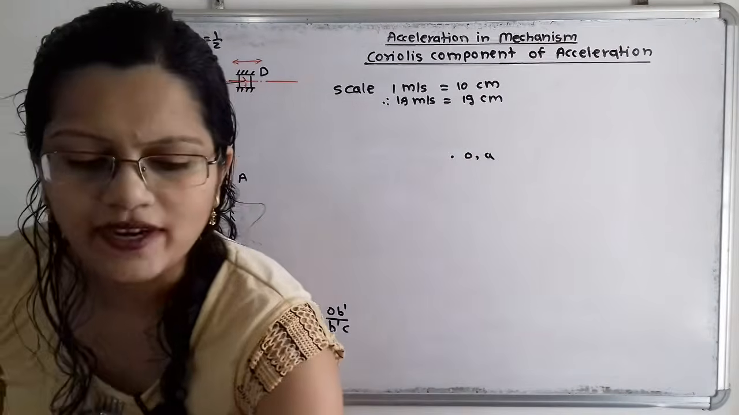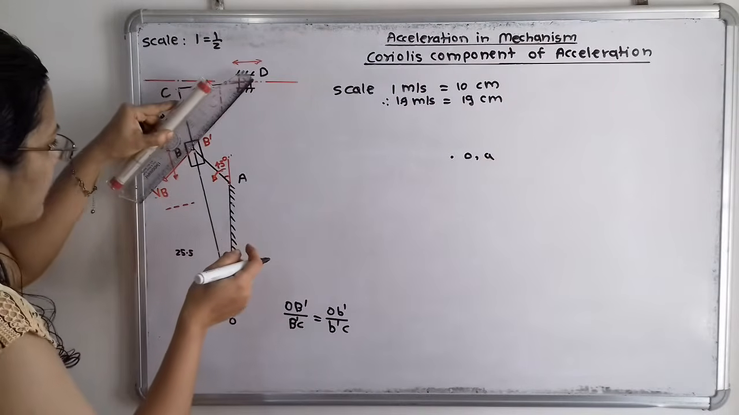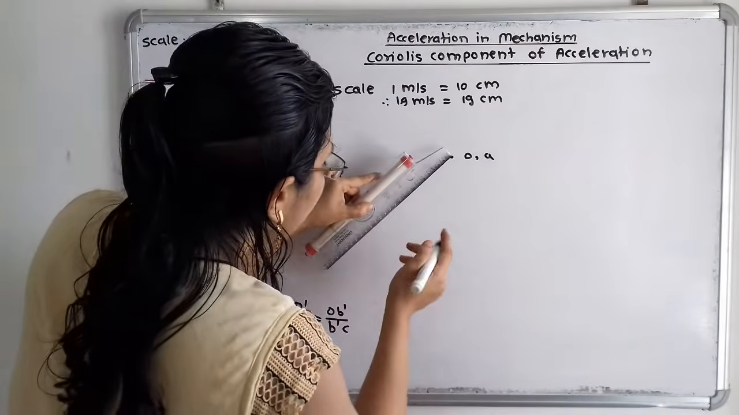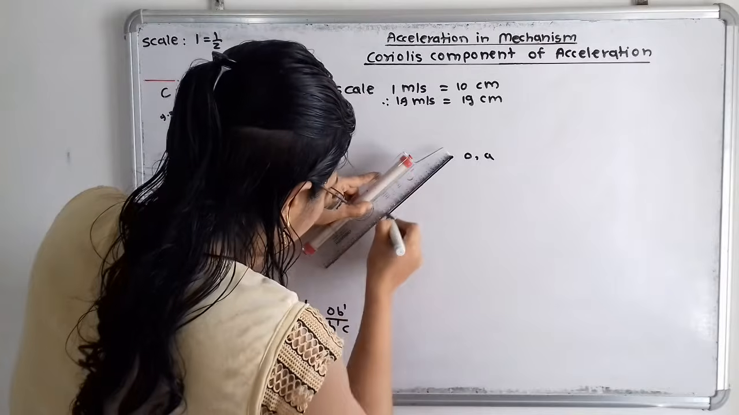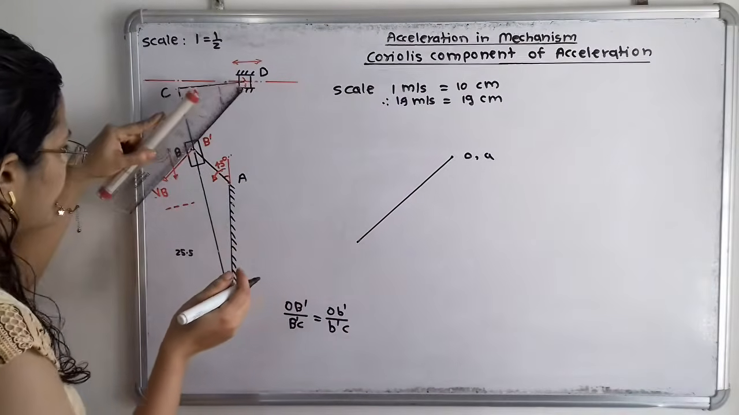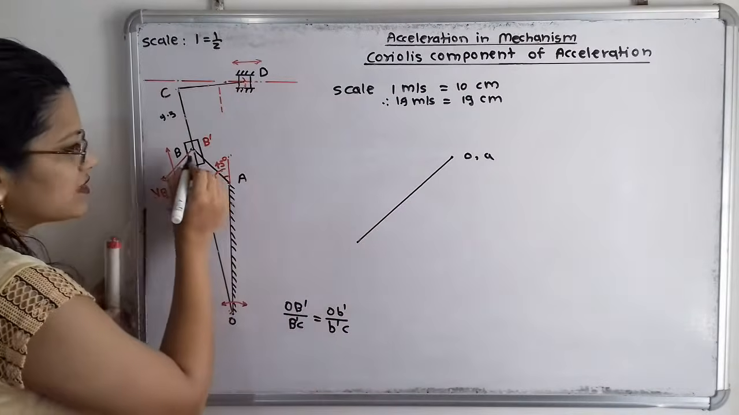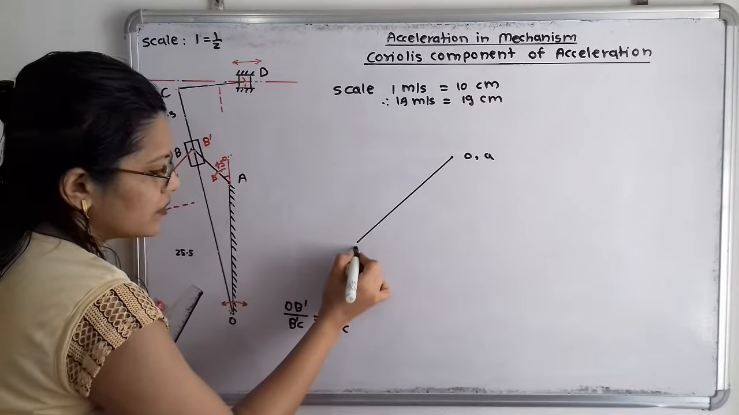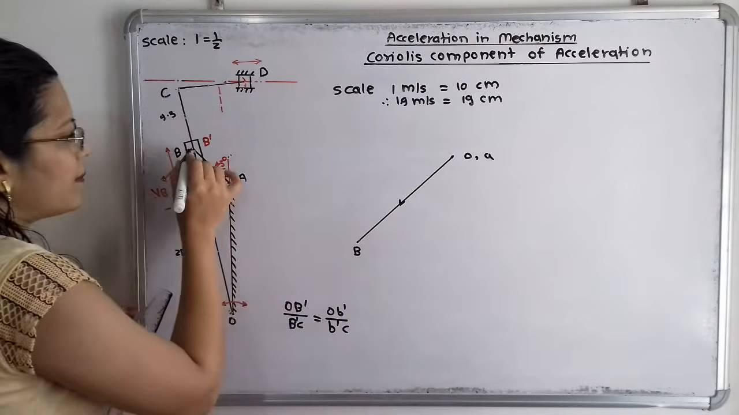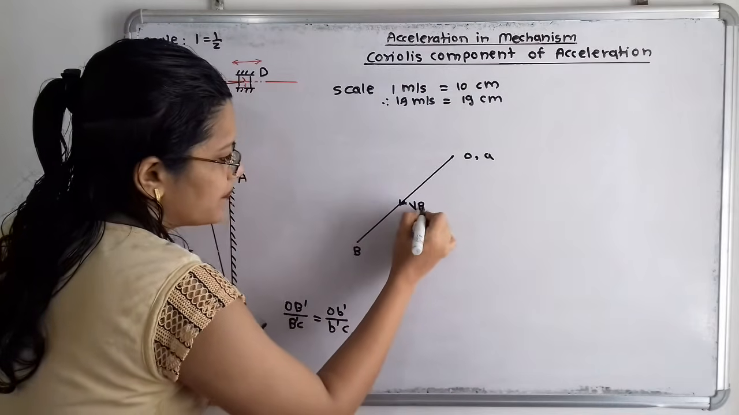Now from this point I have to draw one line parallel to this VB. And what about this scale? The scale that we have to take is 19 centimeter. So here is the end point. If I cross check, this end point is nothing but the point B. So this vector A to B indicates the velocity of B with respect to A. So simply I will say VB.